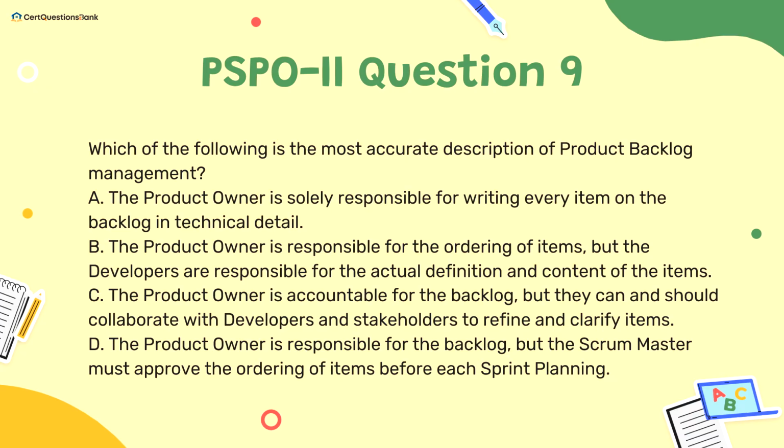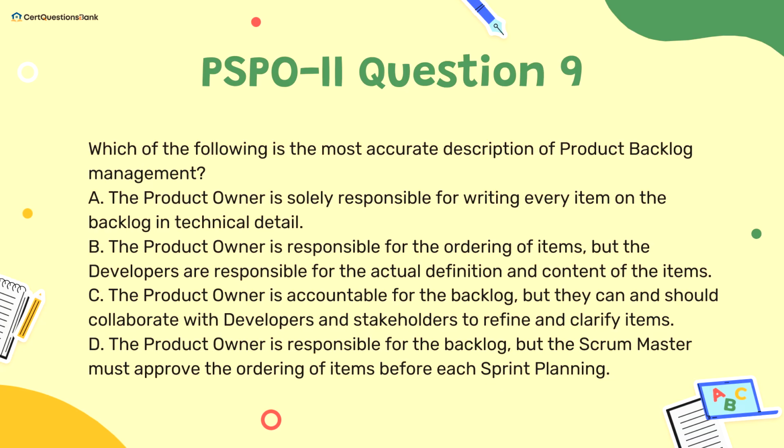Which of the following is the most accurate description of product backlog management? A. The product owner is solely responsible for writing every item on the backlog in technical detail. B. The product owner is responsible for the ordering of items, but the developers are responsible for the actual definition and content of the items.